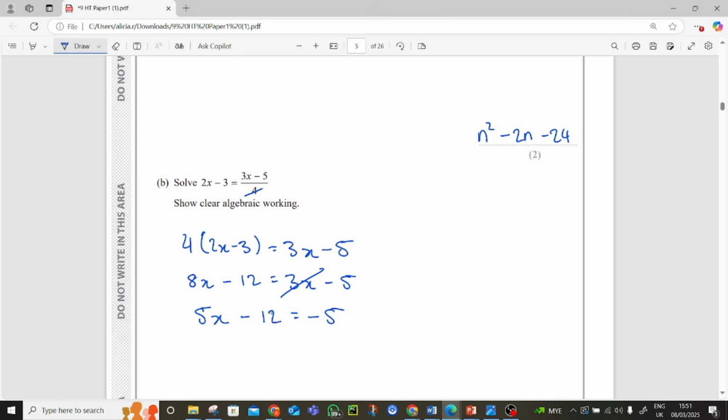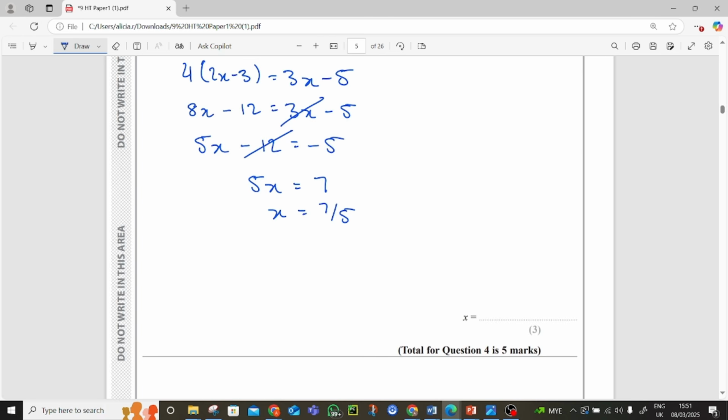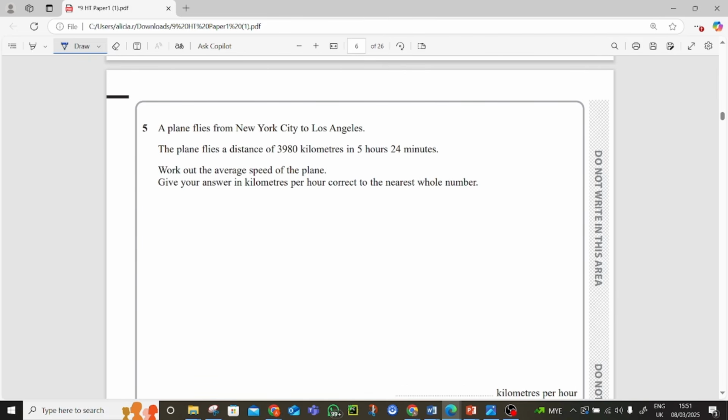And then lastly, I'm now going to take that 12 onto the other side. I'm going to add 12. So I have 5x is equal to negative 5, sorry, plus 12, which is 7. And then I can divide through by 5 to work out x is 7 over 5. And if you wrote that as a decimal, it's also fine. So as a decimal, it would be 1.4, and that's no problem at all.